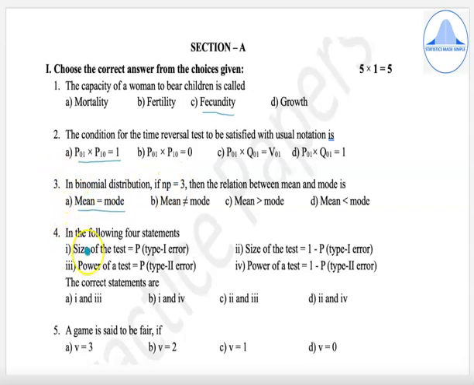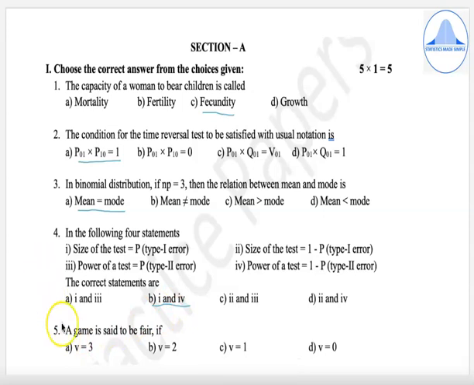Fourth: in the following four statements, first, size of the test is equal to probability of type 1 error; second, size of the test is 1 minus probability of type 1 error; third, power of a test is equal to probability of type 2 error; fourth, power of a test is equal to 1 minus probability of type 2 error. The correct statements are 1 and 3, 1 and 4, 2 and 3, and 2 and 4. So the correct answers are 1 and 4. So the option is B.